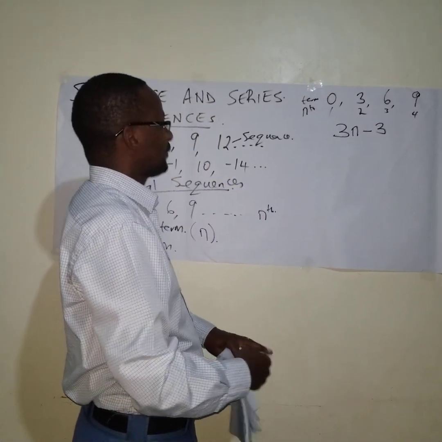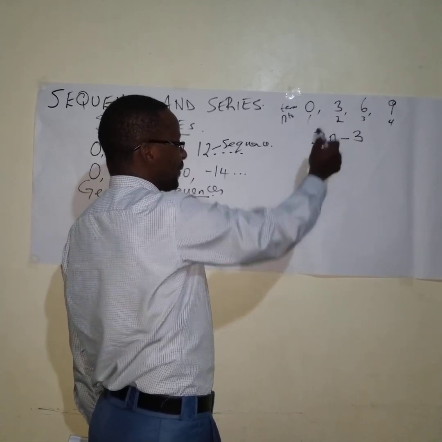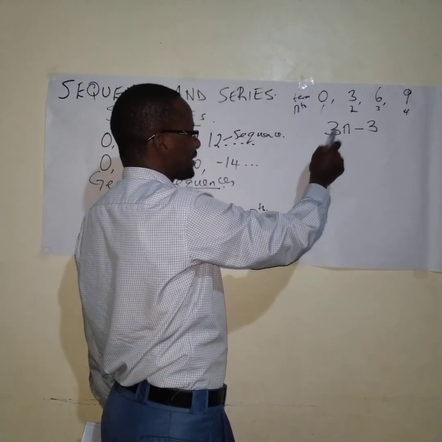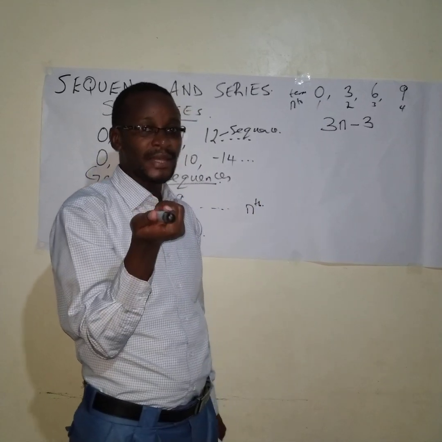let's try that for the first term. So it means for the first term, n is 1. If you substitute 1 here, you get 3 minus 3, which is 0. Seems to be working. Trial and error.